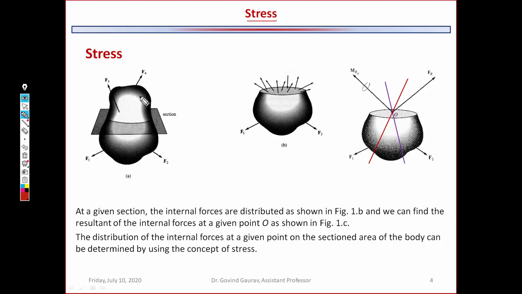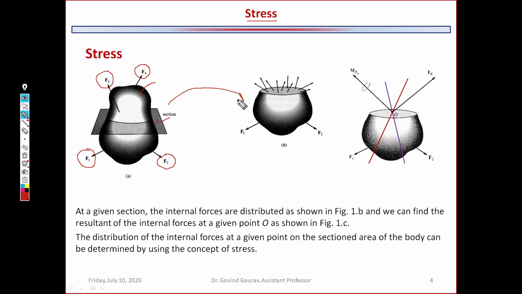Stress. So this one is a body. This body is subjected to different types of forces. Say F1 is one type of force, F2 is another type of force, F3 is a different type of force, and F4 is a different type of force. This body is subjected to different forces, and we are interested in defining the stress at a point. For that we will cut this entire body with a plane section, and thereafter we will define the forces that are acting on that particular section.